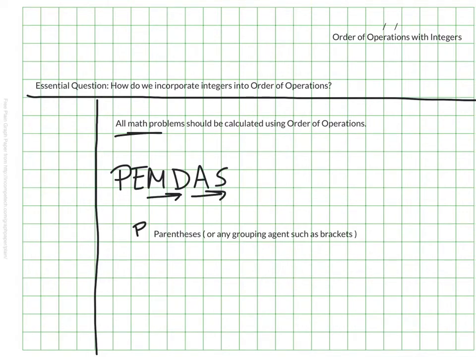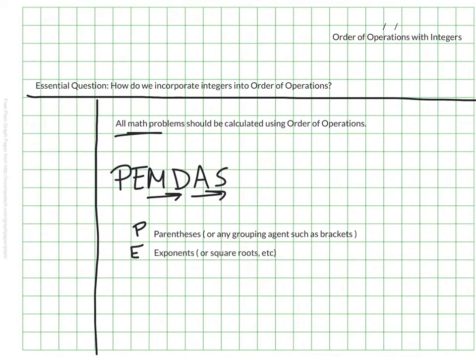The P, of course, stands for parentheses, but we want to make sure we expand our idea of what that means. They don't have to specifically be parentheses. It could be any grouping agent, right? Brackets or braces, but that comes first. Anything that's grouped together, we start with that grouping. The parentheses tell us where to start.